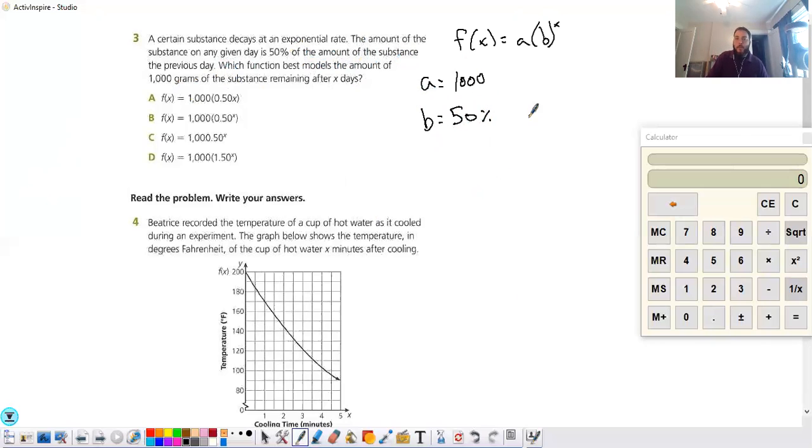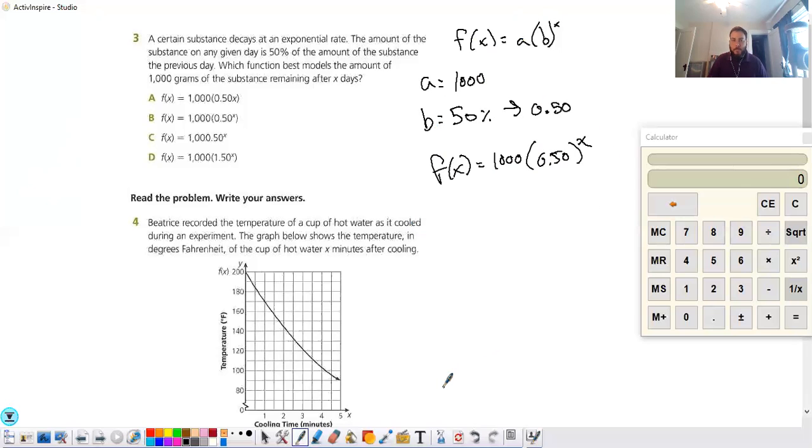Now 50%, we need to write this as a decimal. So we would take 50 divided by 100, and we would write this as 0.50. Then we just plug it into our equation here. So f of x equals our initial rate, 1,000, times the rate of decay, 0.50, and this is always to the x.